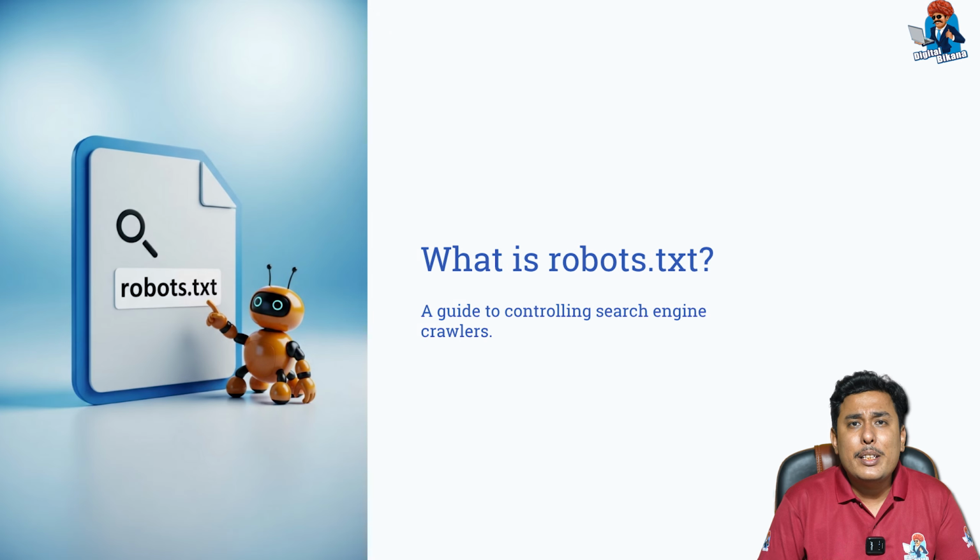Robots.txt is a powerful file that controls how search engines interact with your website. Use it carefully to manage what gets crawled and what stays private.